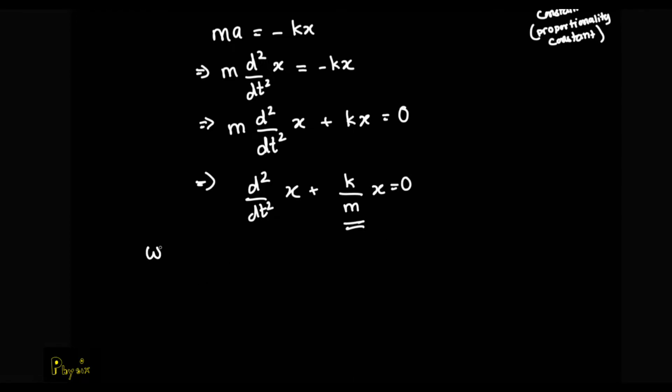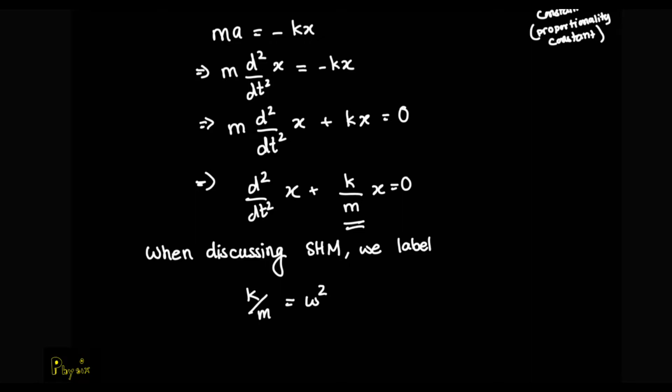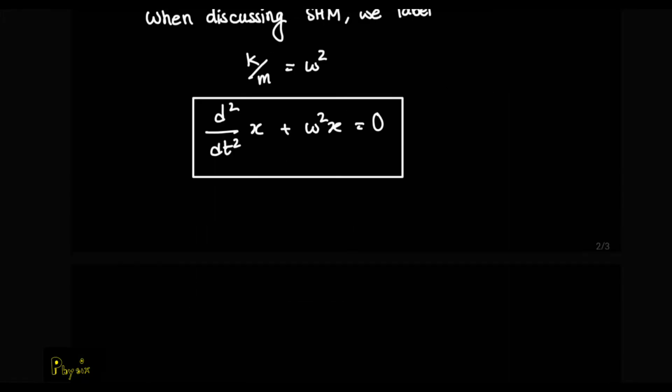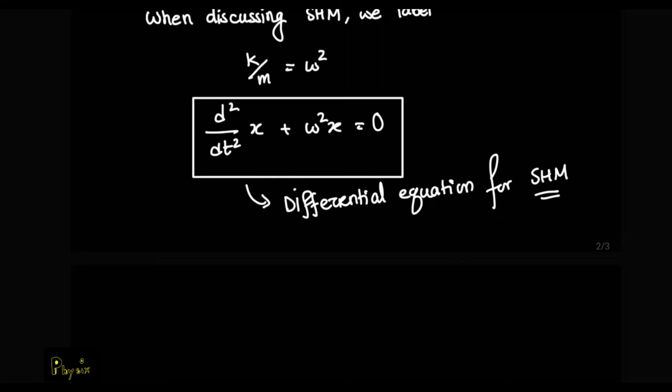Now when we discuss simple harmonic motion, SHM, we label this term k over m as the square of the angular frequency, ω². So we could say that our given equation over here can be written down as d²x/dt² + ω²x = 0, and this is the differential equation for simple harmonic motion.